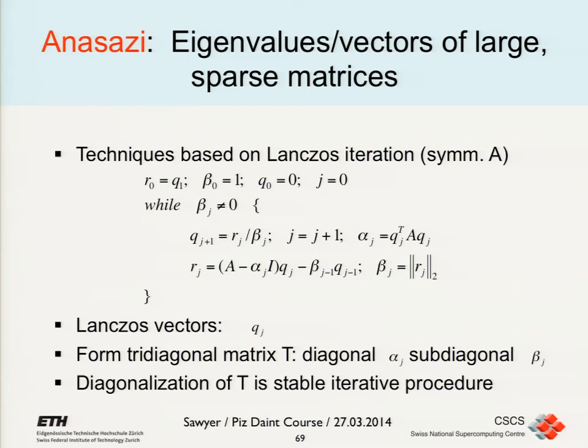It uses the same basic operation, right? So this is an operator, A times Q. You never have to, theoretically, never have to build the matrix A at all. You just have to provide this operator, matrix vector multiplication.